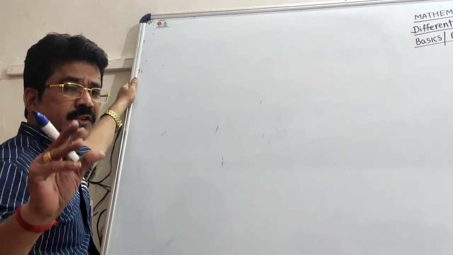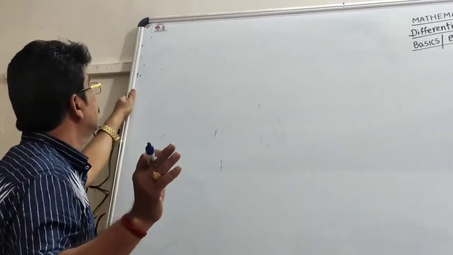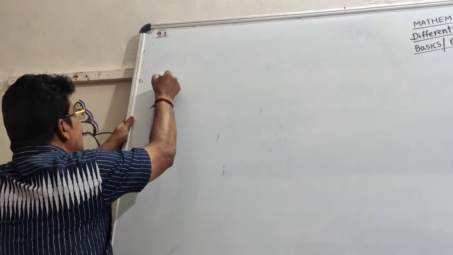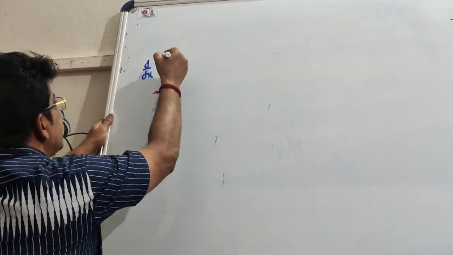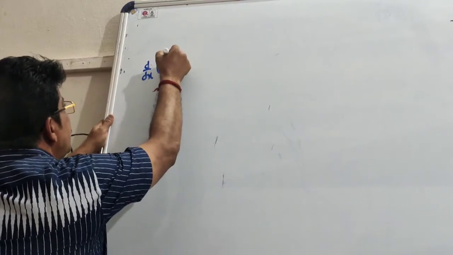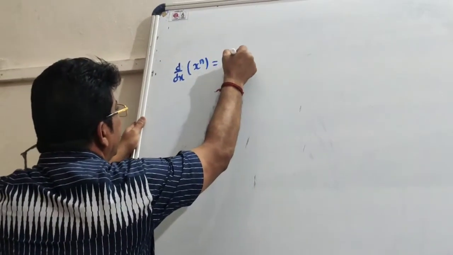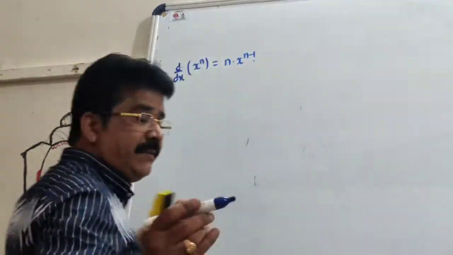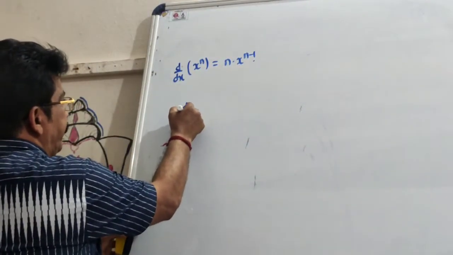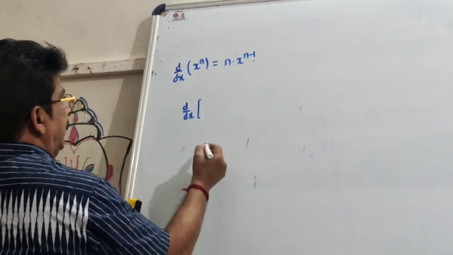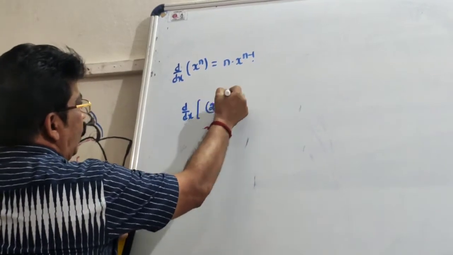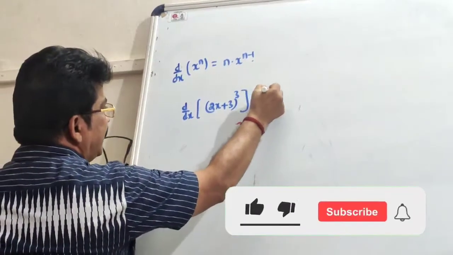Now we are discussing the derivatives of some standard composite functions. We already know d by dx of x to the power of n is n times x to the power n minus 1. If our question is d by dx of (2x plus 3) whole cubed, what is it? This is our question.